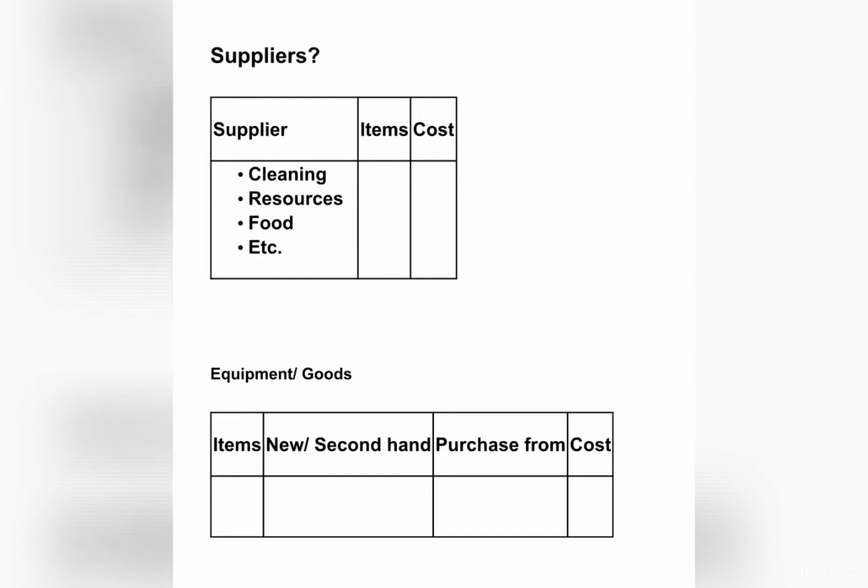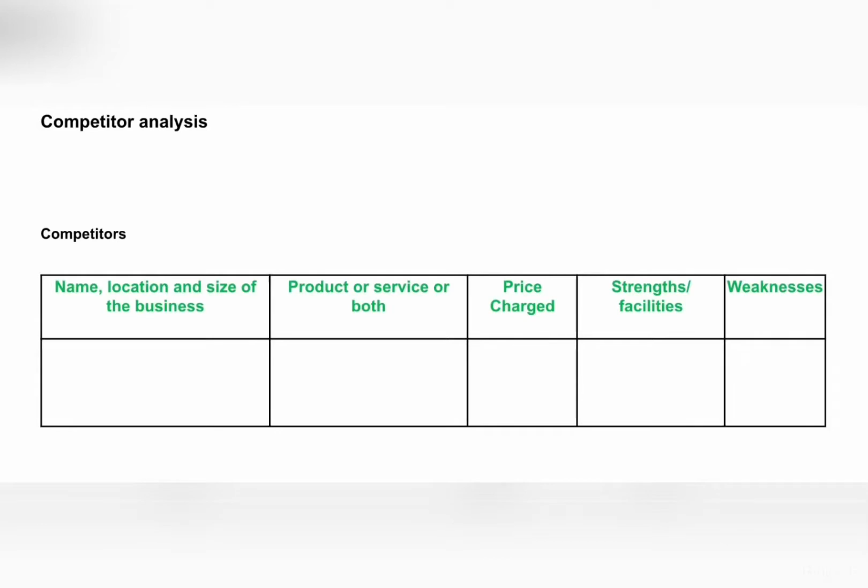So with the competitor analysis, if you have a chart similar to this, you can write down who are the competitors, the location, the size of the business. And then you can go on to what they offer. Are they offering products or services, or are they offering both? The prices charged by each business.